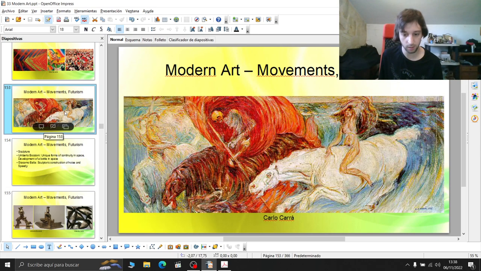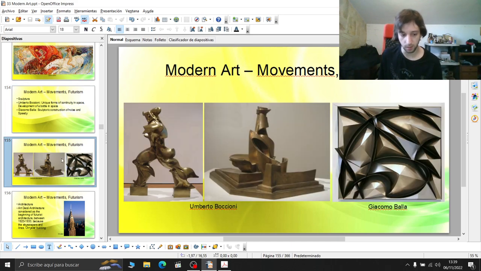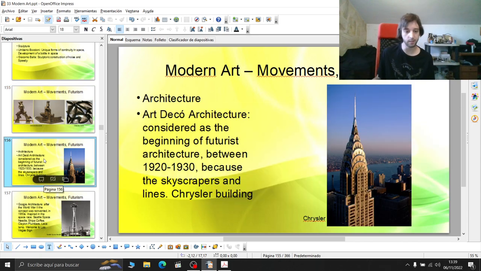Here are examples of everything. Now, sculpture with Umberto Boccioni and Giacomo Balla. Here are the examples. And then the architecture. Here I just made this by myself. It's a division in three styles.